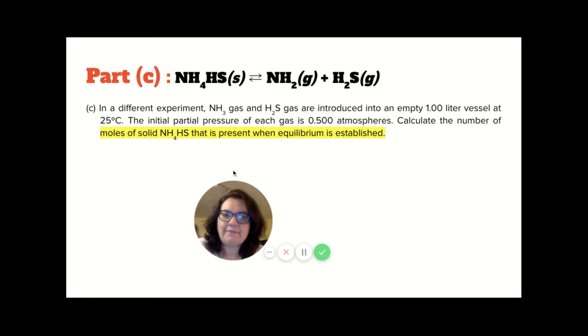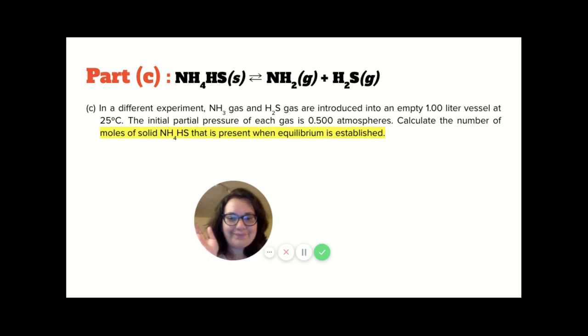Next, part C. Okay. I still need to fix that. That's a 3. Okay. So in a different experiment, both of the gases are introduced into an empty 1 liter vessel at 25 degrees Celsius. So nobody mentioned that there was any of the solid, therefore there was no solid. That isn't even you making an inference, that's assume that to be true. The initial partial pressure of each gas is 0.5. I'm ignoring the other sig figs because I already said all these problems have 3 sig figs.